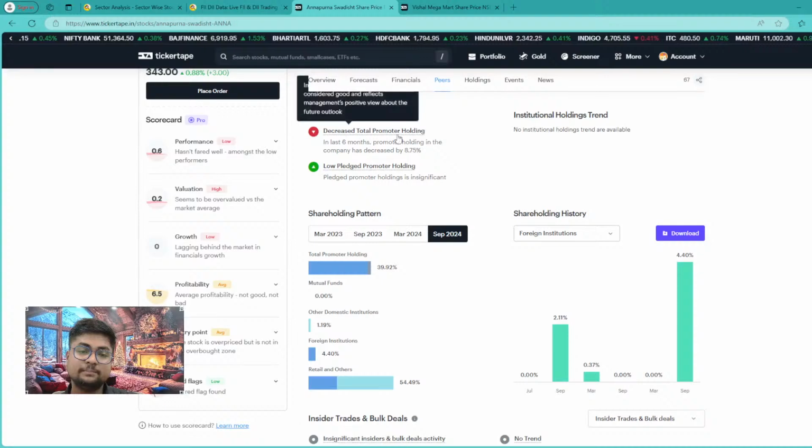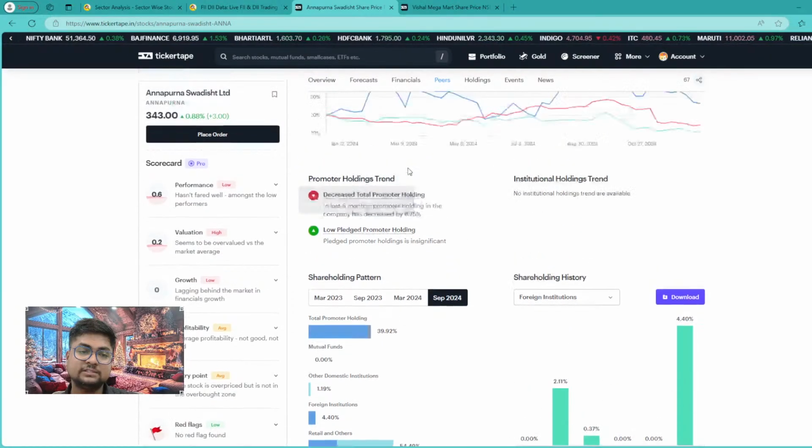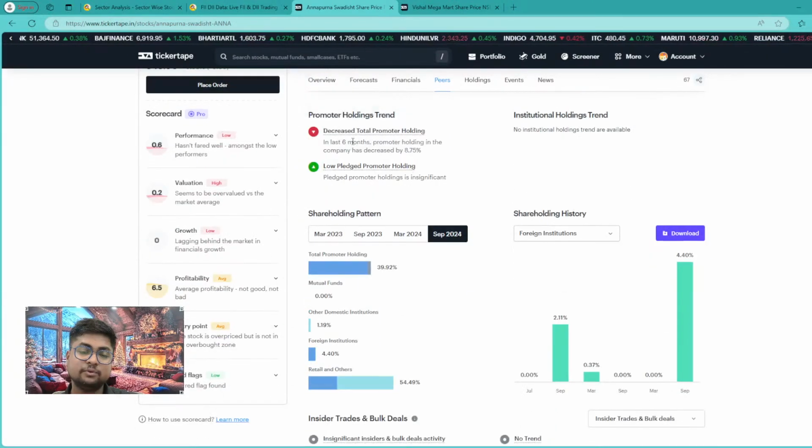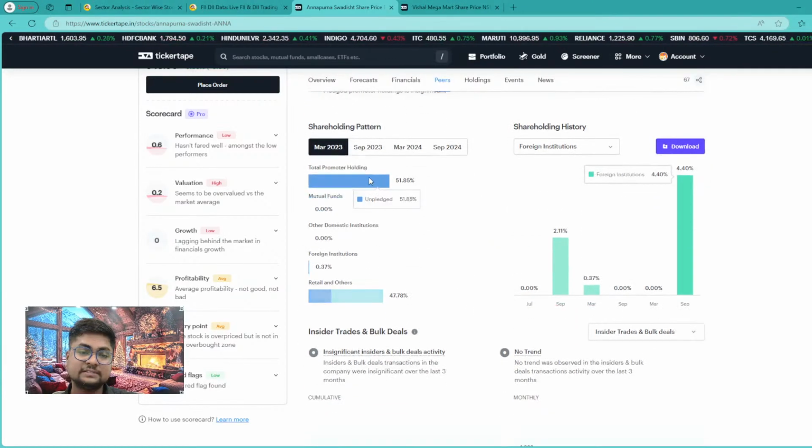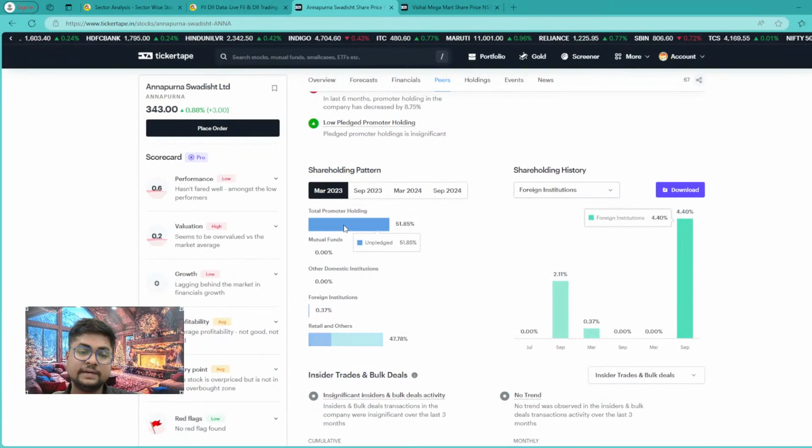So look at the promoter holding. In the last 6 months, promoter holding has decreased by 8.75%. Yes, it is a very serious concern for all of us. The promoter holdings are decreasing. Right now, just look at its March 2023 holding. It is around 51.85%.